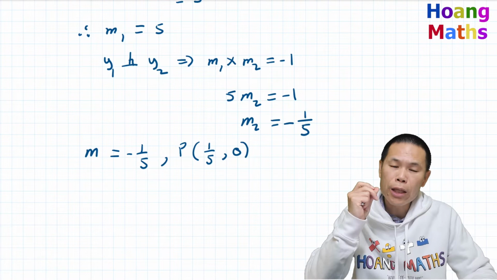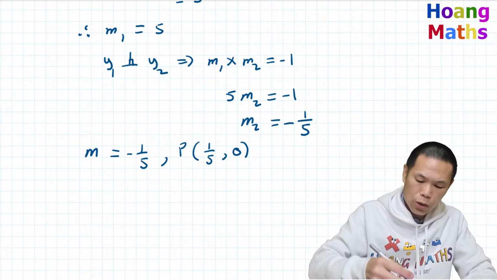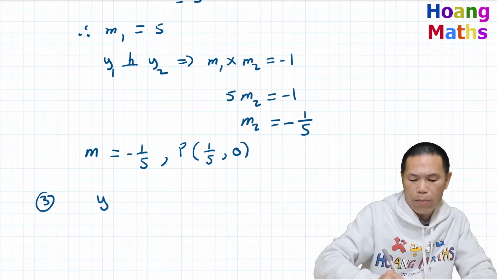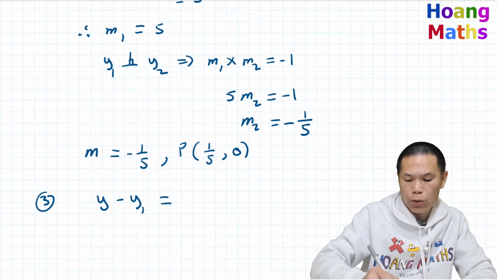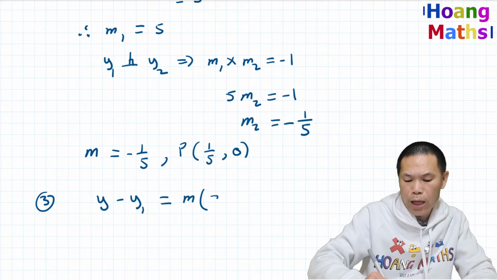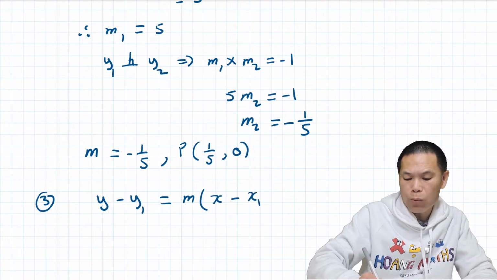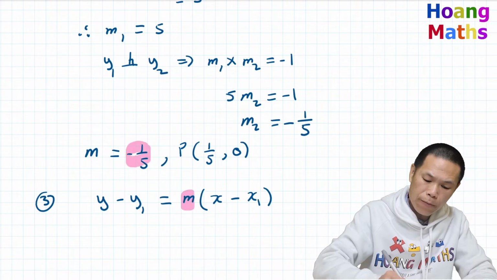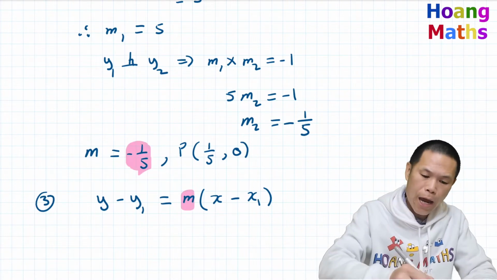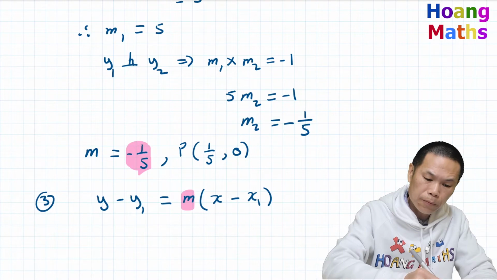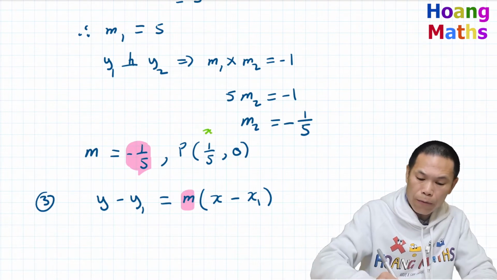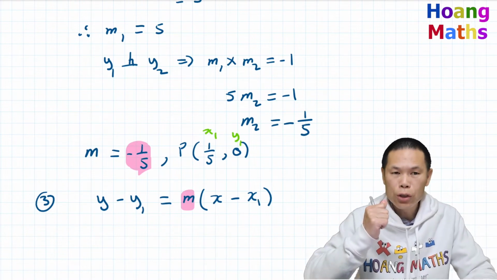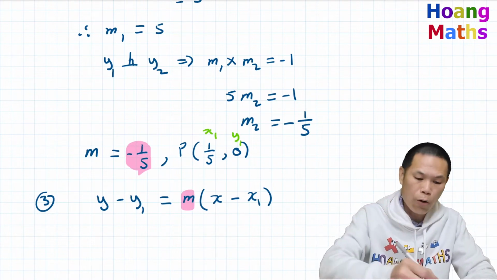So now we can just find the equation of the normal. We know that the rule, step number 3, is y minus y1 is equal to the gradient times x minus x1. And we know that the gradient m is -1/5, x1 is 1/5 and y1 is equal to 0. So now we just substitute that into the formula.